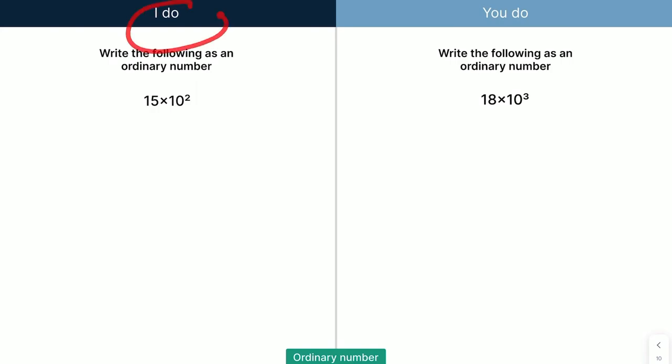So the way my videos work, I'm going to do the example on the left, which is I do. You are then going to press pause and have a go at the example on the right, which is you do. And at the bottom of the slide, you can see the type of example this is. So I'm going to start off by looking at ordinary numbers.